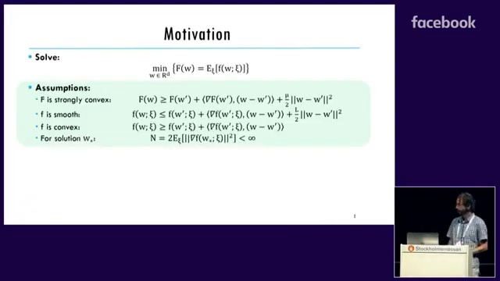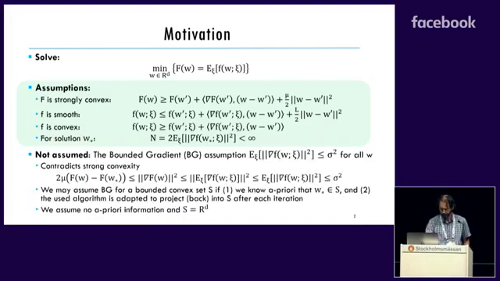So what do we want to do? We want to minimize an objective function expressed as the expectation over component functions. We assume that the objective function is strongly convex and the component functions themselves are both smooth and convex as well. Now for the solution W star of the objective function, we have the bound that we see here, that capital N, which is defined as 2 times the expectation over the second moment of the component functions at W star, is finite.